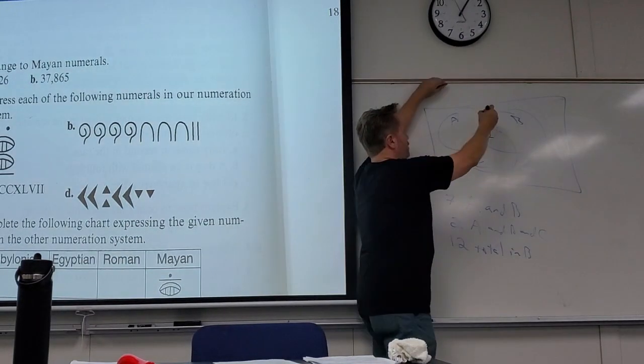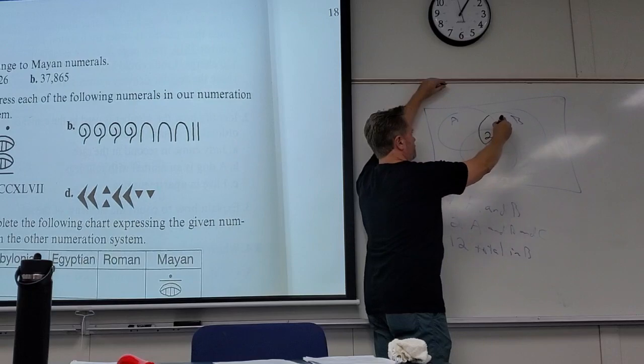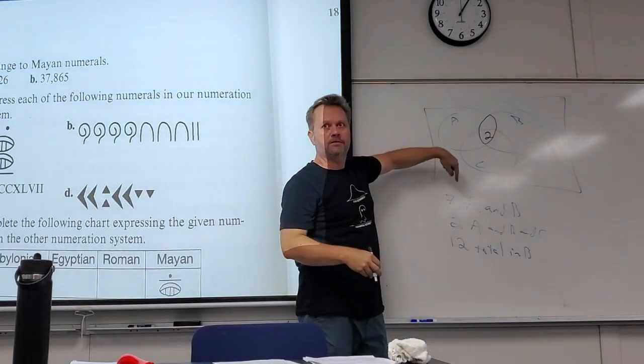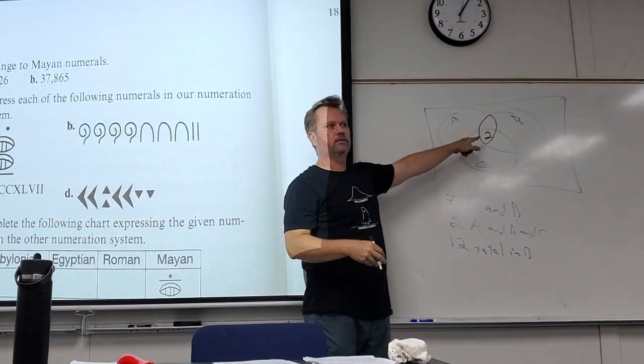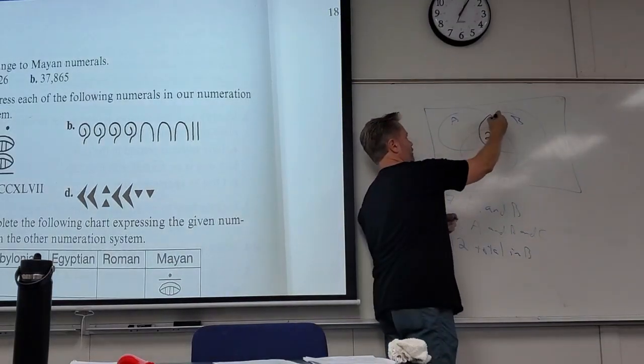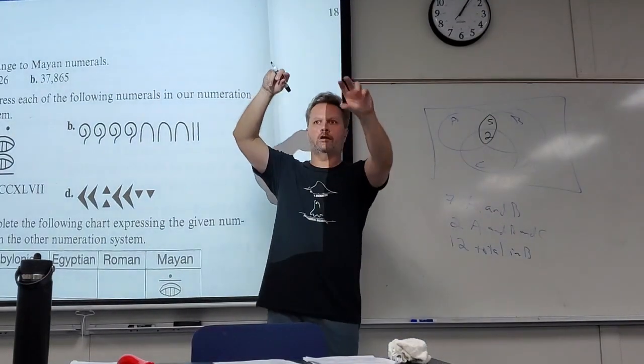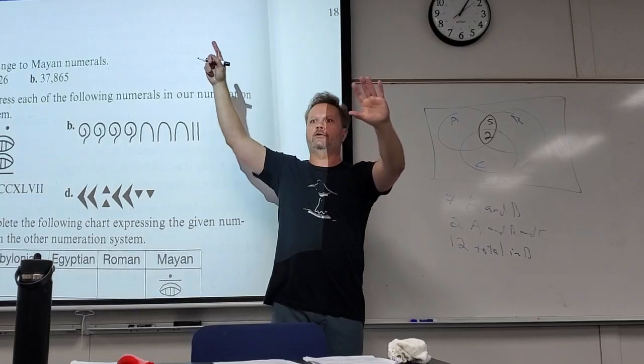So how many total are supposed to be in this little piece? What did I say? 7. How many are in there already? So how many should be right here? 5. You see how that works? So that's why you start in the middle and you sort of spiral out.